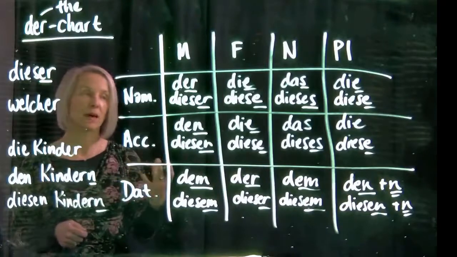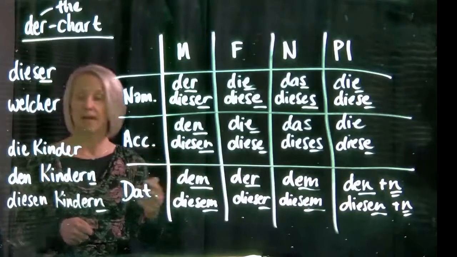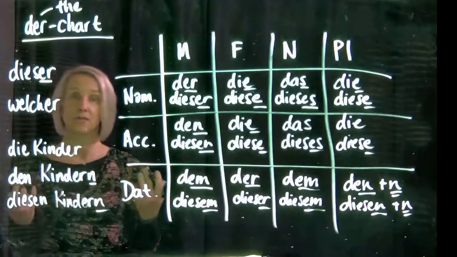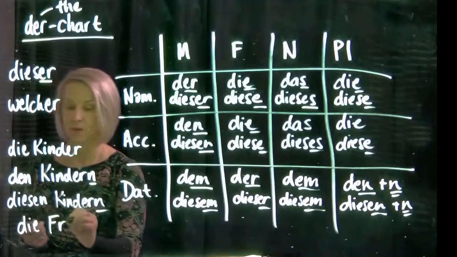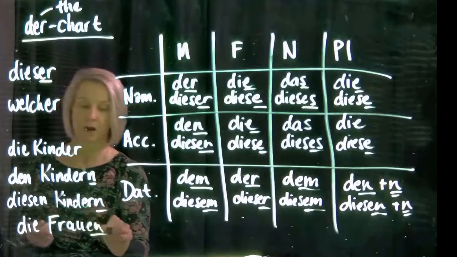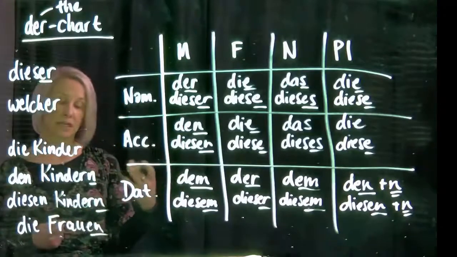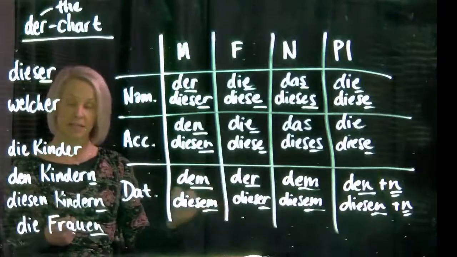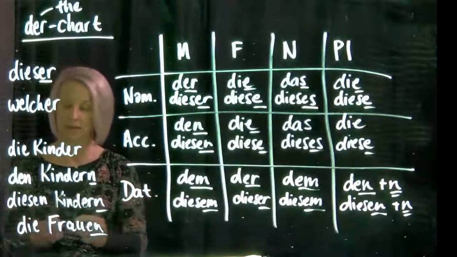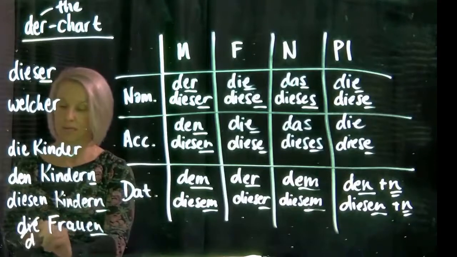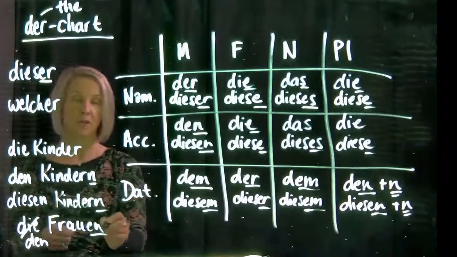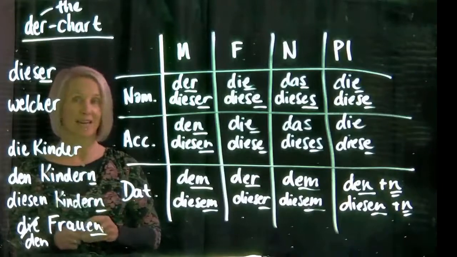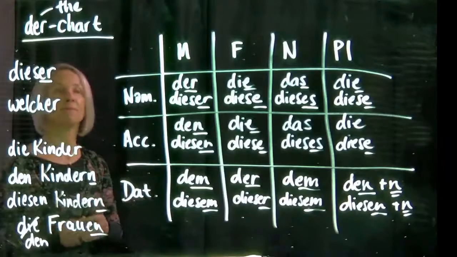Just to give you an example of where there is already an N, we know that the word die Frau, the woman, forms the plural with an EN, die Frauen. So when we want to put die Frauen into the dative case, plural women, but in the dative case, all we will need to change there is the article to den, because Frauen already ends in an N. So we're not going to double that N.